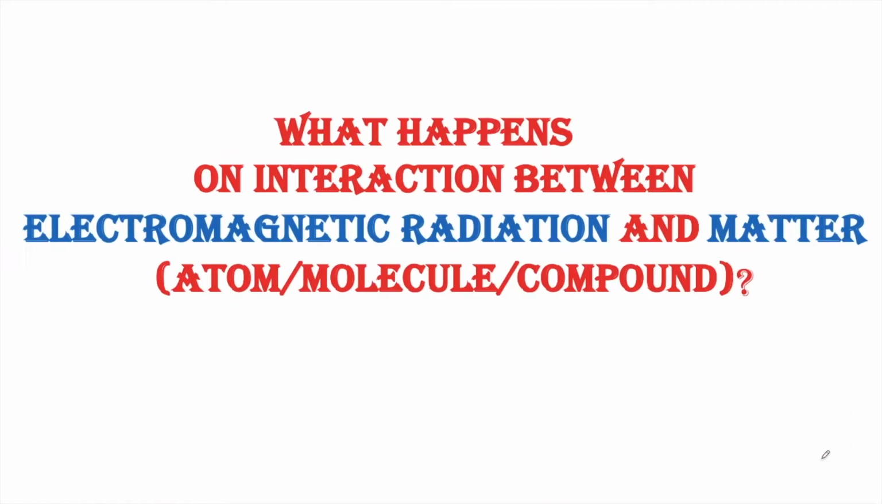So here comes the important part. What happens on interaction between electromagnetic radiation and matter? Matter can be an atom, it can be a molecule, it can be a compound. And when we talk about a compound, it can be an inorganic compound, it can be an organic compound. We will be studying all this in your higher classes.